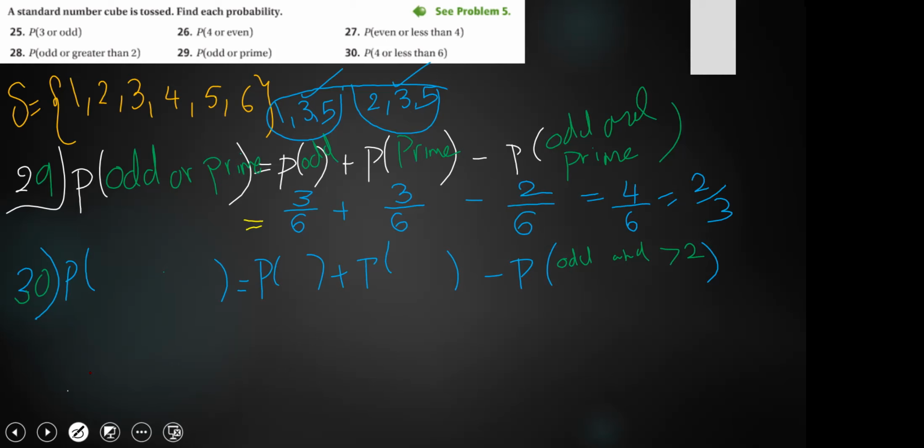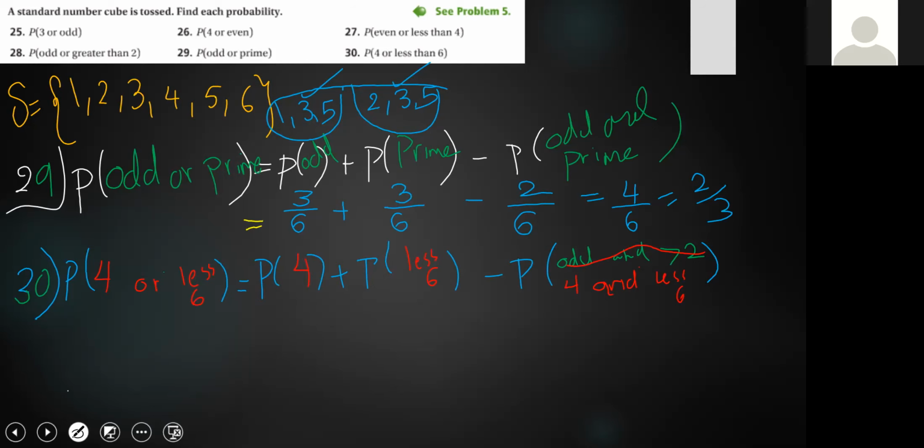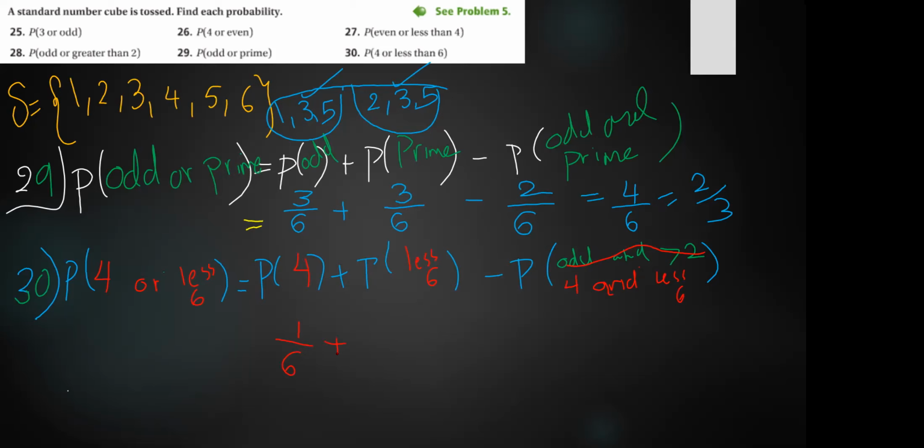What is the probability of getting 4 or less than 6? What is the probability of getting number 4? 1/6. What is the probability of getting numbers which is less than 6? 5/6.